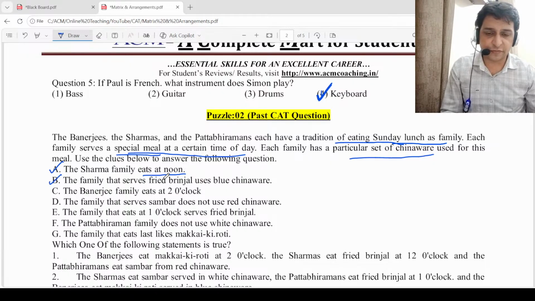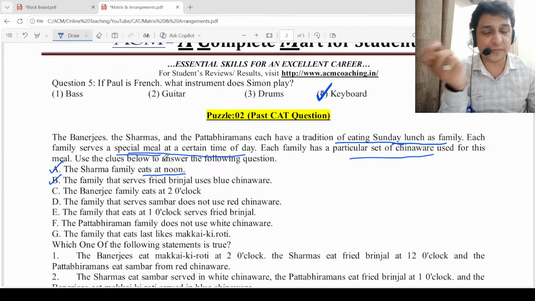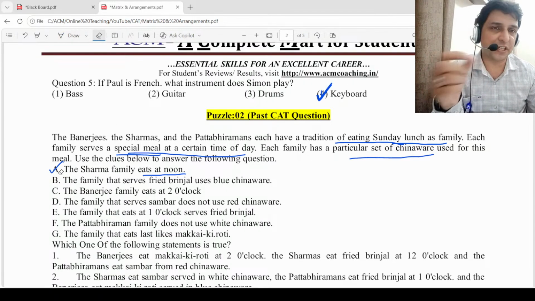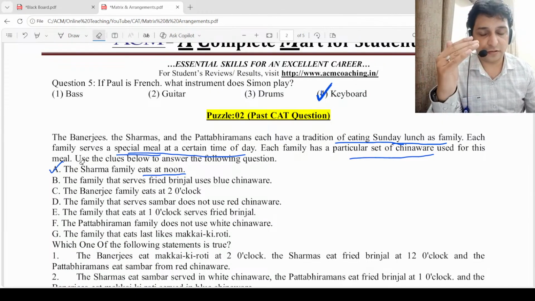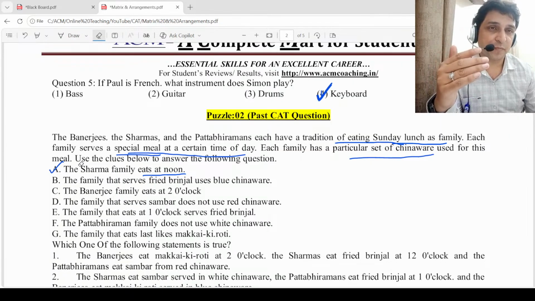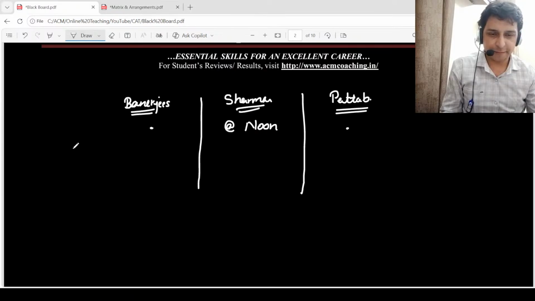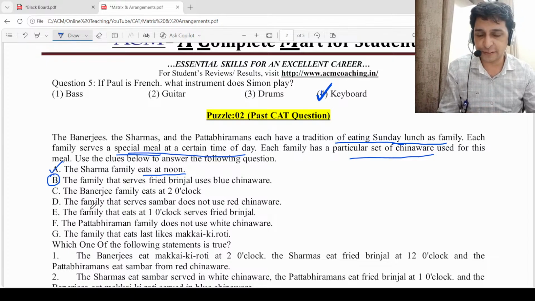The family that serves fried brinjal uses blue chinaware. Now this information I can't use yet. The difference between matrix and table is, in matrix you can use maximum information at one go, straight away. But in the table method, you have to wait for the direct data. Once all the direct data comes into the picture, then you can use the indirect data. So line number 2, we are leaving right now. We are not solving it. We'll do it later once we get all the direct information in front of us.